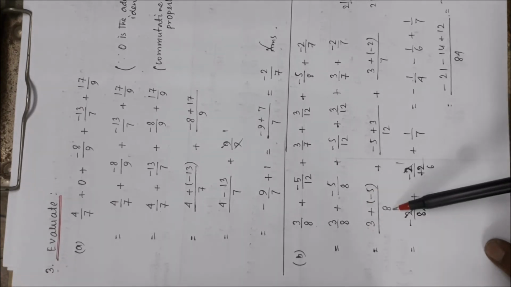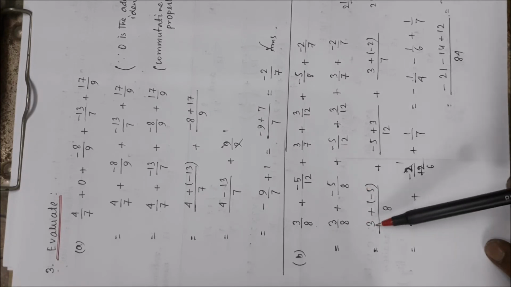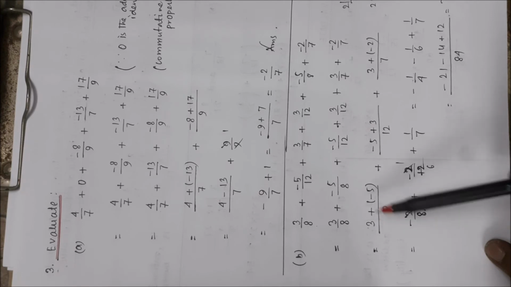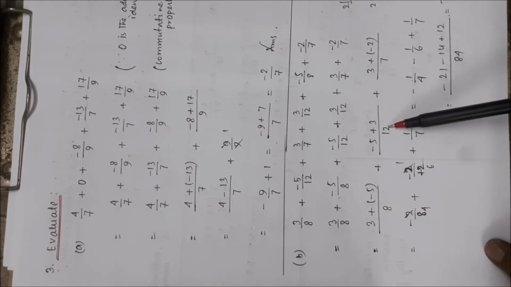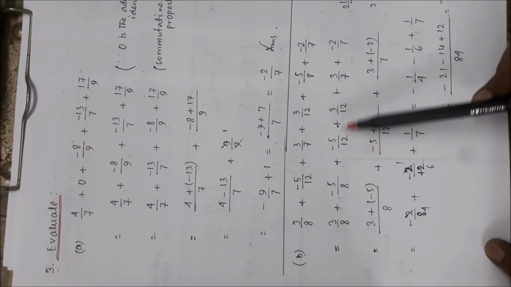So for the 8s, if you simplify these two terms, the LCM will be 8. So you will get the numerator 3 plus minus 5. For the same denominator 12, the LCM will be 12. You will get the numerator minus 5 plus 3.